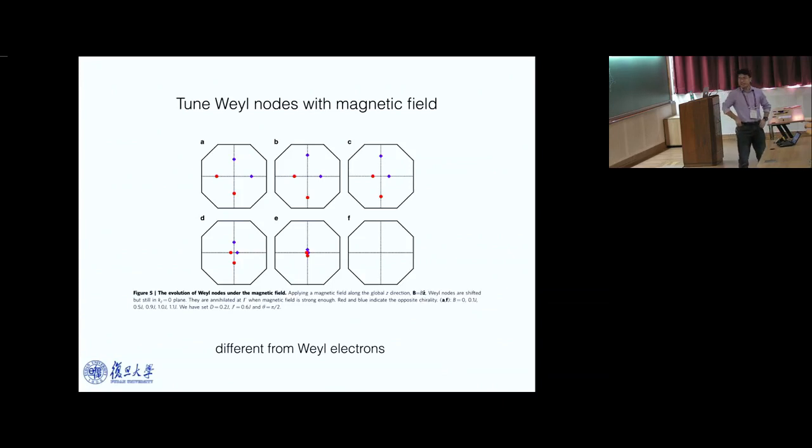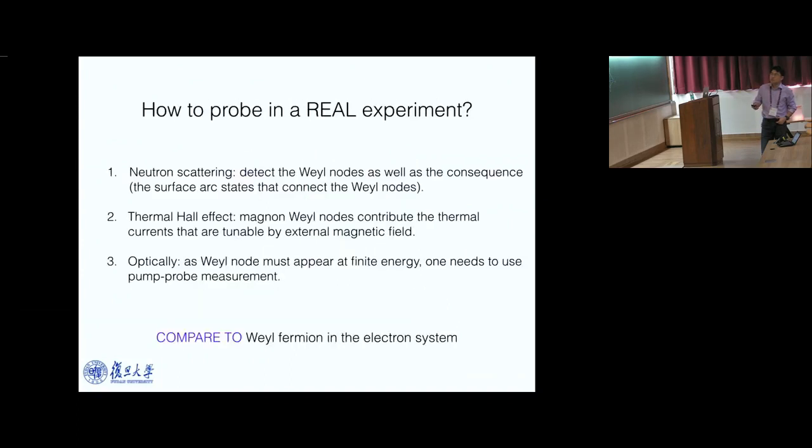I think you can do that. You can figure out the right direction of the magnetic field to kill one pair and keep the other pair unaffected. So there are some ideas for how to probe the Weyls.